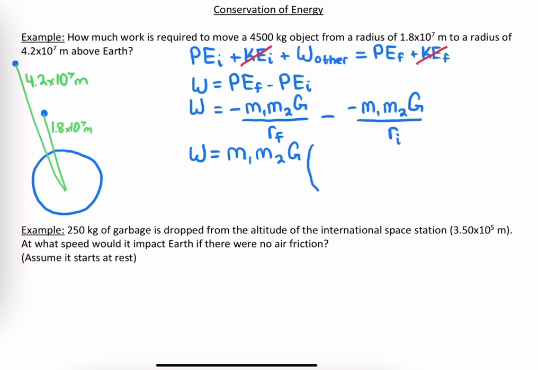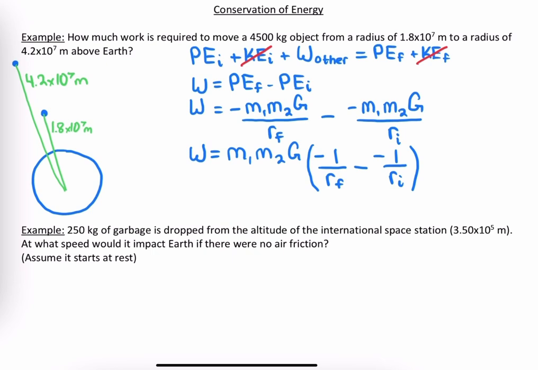Then I'm left with negative, and basically everything from this fraction has been pulled out, so all I've got left is a 1 over r final minus negative 1 over r initial. I don't love all of these negatives here, so just to clean that up a bit, I'm going to remind myself that when I subtract a negative, that's the same as just adding a positive. So I'm going to rewrite it that way on the next line.